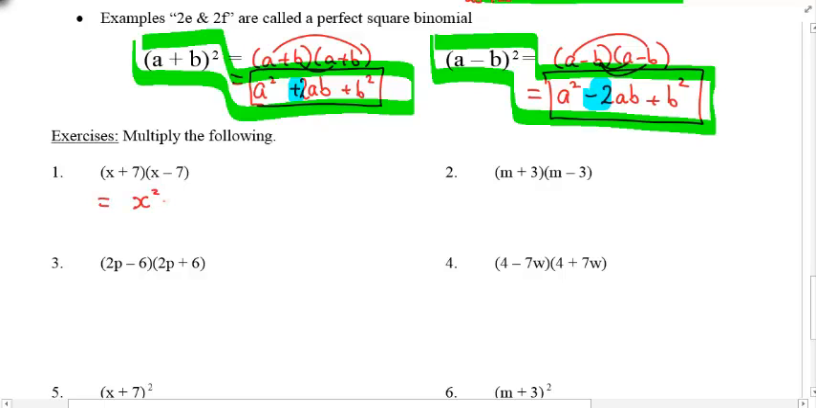Difference of squares. Difference of squares. Difference of squares. Now this is 2p all squared, so that's 2p times 2p. So write down 4p squared. And then 6 times 6 is 36. Once again, difference of squares.